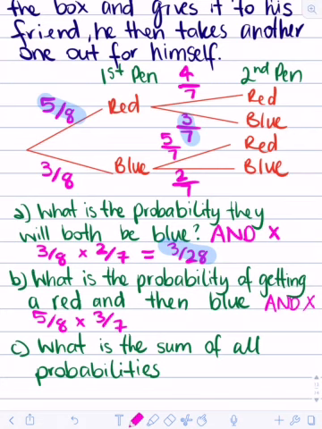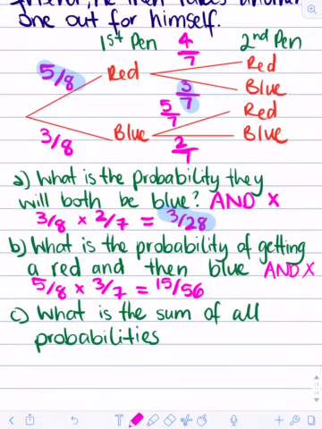Now you could do this a long way by figuring it out, but the probability tree just makes it a little bit easier to understand here. So we have 5 out of 8 multiplied by 3 out of 7, and we get 15 out of 56 as our probability there. Now let's go on to the last question.